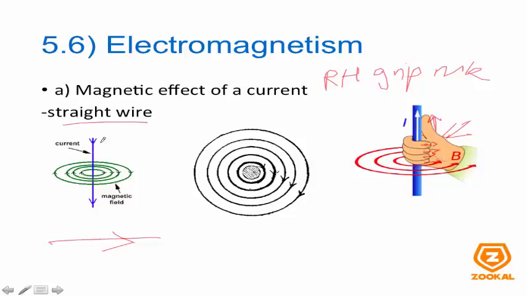So for this diagram, your current is flowing downwards, so your thumb would point downwards and your fingers will curl in this direction. So, as shown in this diagram, this is correct. Your magnetic field lines go in the clockwise direction.